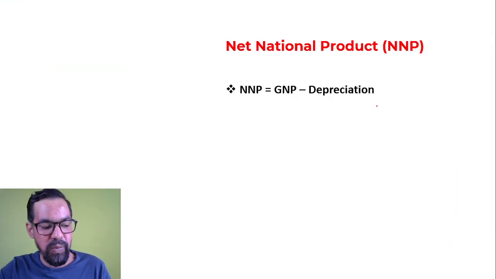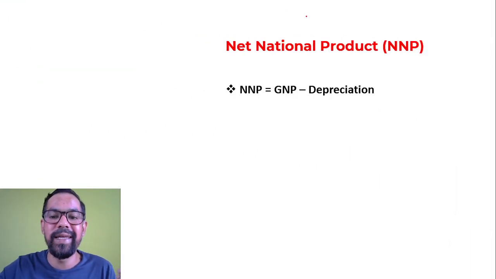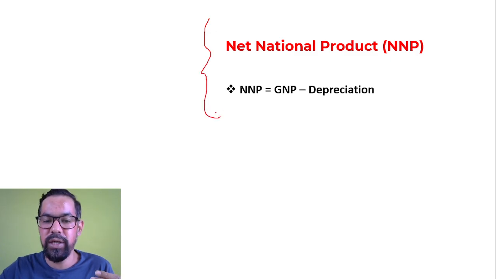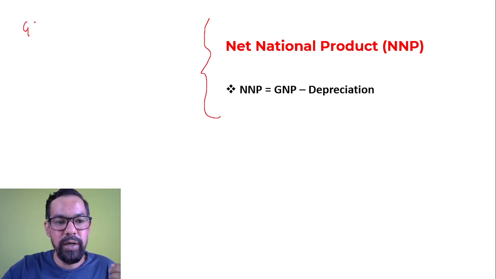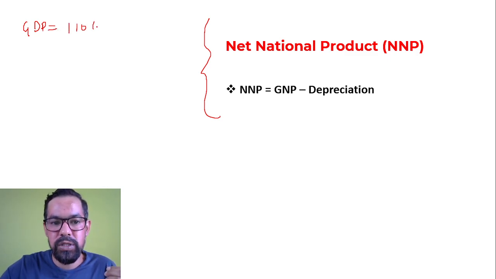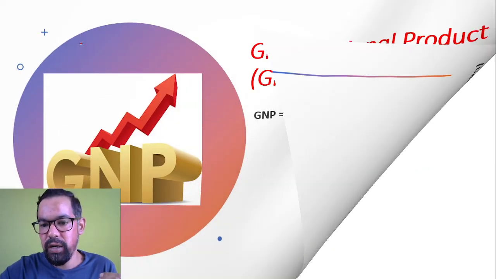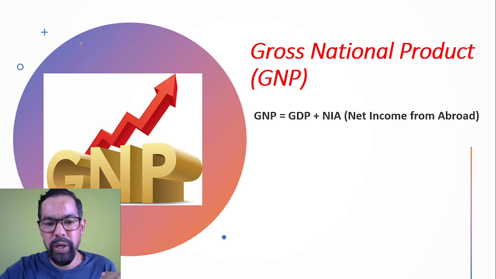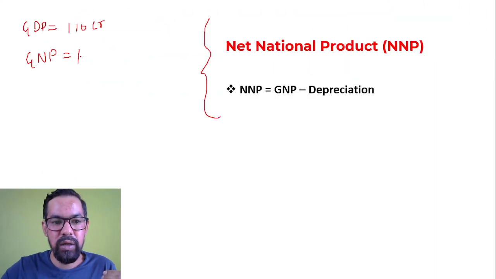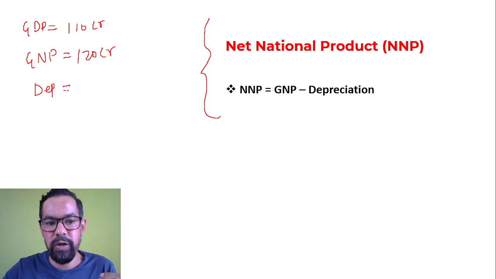Next we will talk about NNP. Again, very simple to understand. We earlier calculated, do remember this data, GDP, 110 crore rupees. Then we have GNP. Now we'll not talk about NDP. GNP equals, what was your GNP? Our GNP was 120 crore rupees. And our depreciation, we assume for the given time duration, was 5 crore rupees.